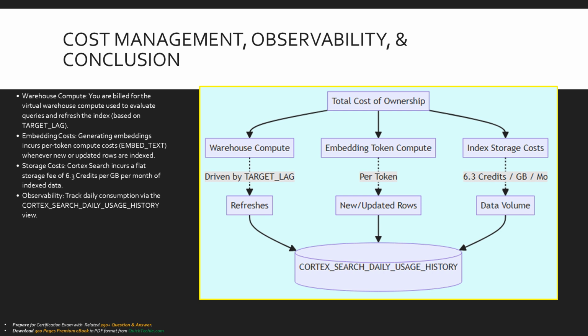Second are embedding costs. Whenever new rows are inserted or updated, the system automatically calls an embed text function, charging you a fractional compute cost per token processed. Third is storage. Snowflake charges a highly predictable rate of 6.3 credits per gigabyte per month for the data persisted inside the search index. You can monitor all of this transparently using the Cortex Search Daily Usage History Administrative View to ensure your RAG pipelines remain economically viable.